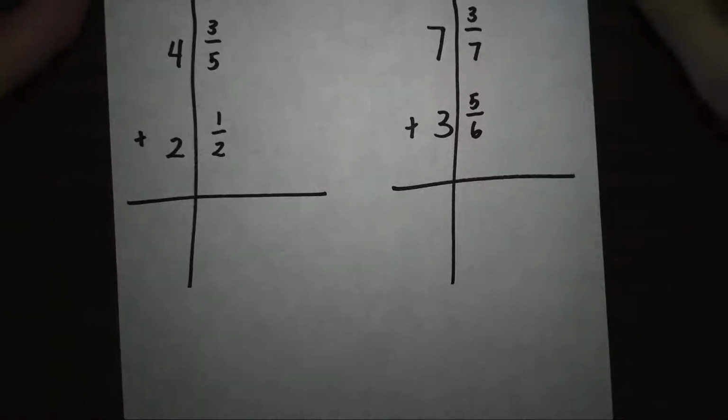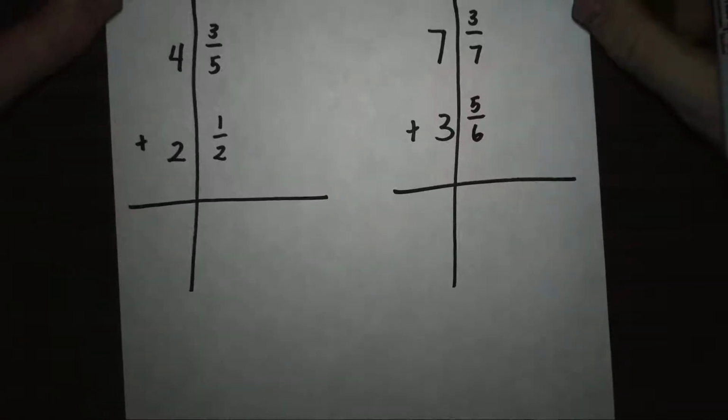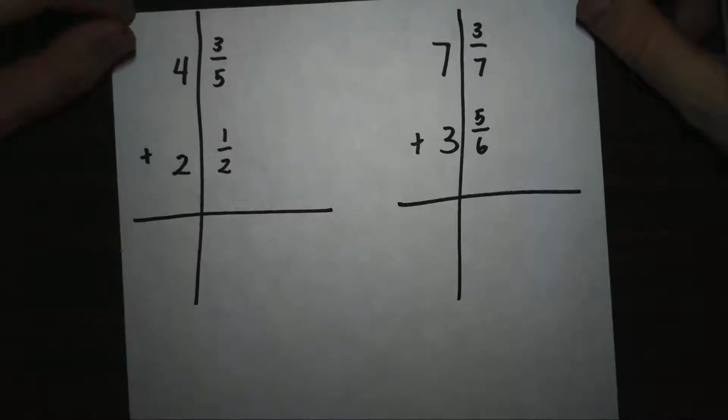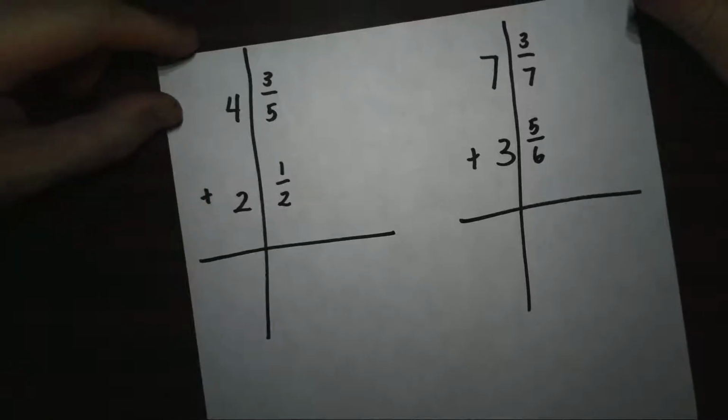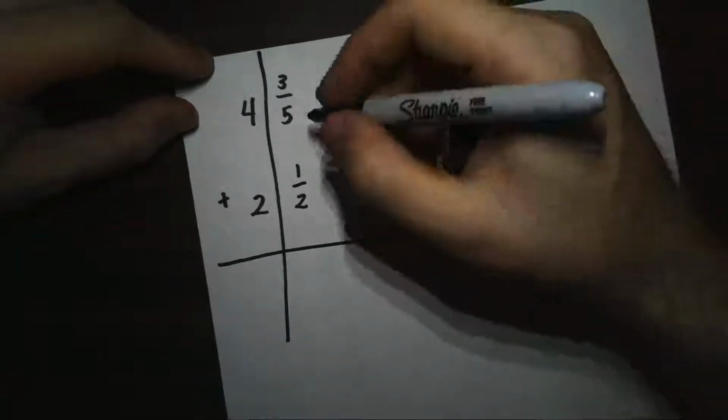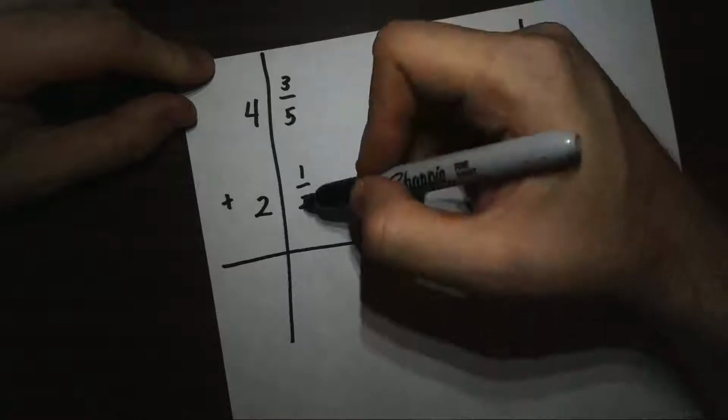In this video we're going to look at addition of mixed numbers, and our first problem is going to be 4 3/5 plus 2 1/2. And the first thing that we're going to need to do is find a common denominator for 5 and 2 right here.